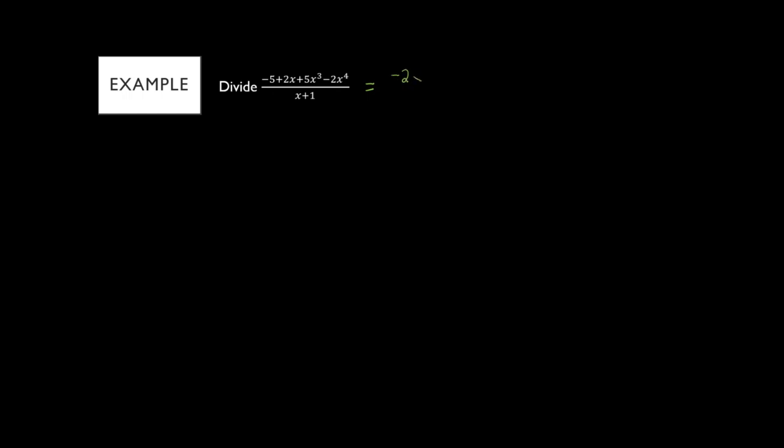So I've got -2x to the 4th. That's the highest one. The next one is 5x cubed. Next would be an x squared. I don't have an x squared, so I'm going to put a 0 there. I will need a placeholder for that one. And then I have 2x. Then I have my -5. So I'm just rearranging it so that my exponents go from high to low. And then I'm putting in any zeros if I have missing pieces, because I'm going to need those zeros in my synthetic division.